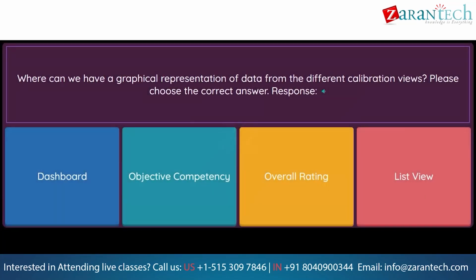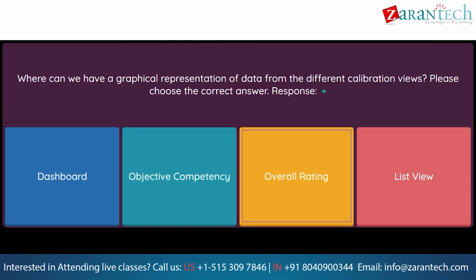Question: where can we have a graphical representation of data from the different calibration views? Please choose the correct answer. Response: Option 1, dashboard. Option 2, objective competency. Option 3, overall rating. Option 4, list view.